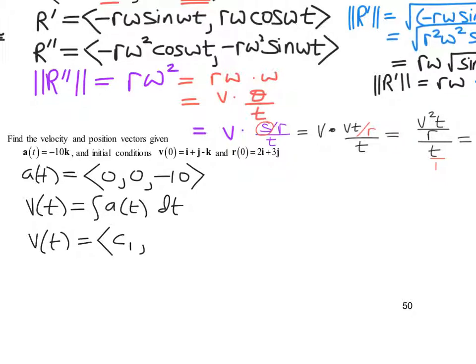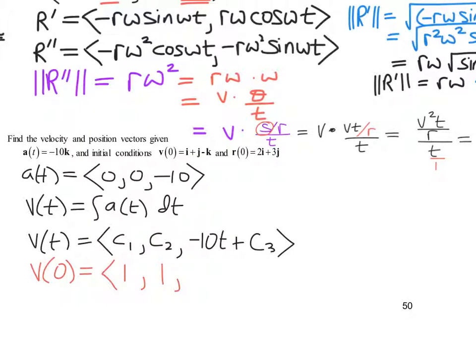The other 0 would be some other constant, C2, I don't know if it's the same constant, it could be, and then negative 10t plus C3. All right, what we do is we match that up, essentially, with the vector that they give us. They're telling us that the condition has it so that when t is equal to 0, the resulting vector is equal to 1, 1, negative 1.